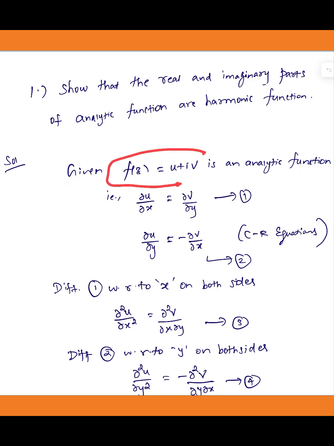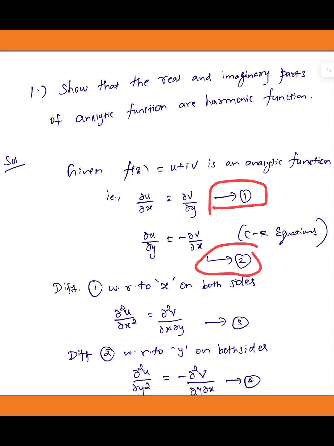When f(z) is an analytic function, it satisfies the CR equations: u_x = v_y and u_y = -v_x. That is, ∂u/∂x = ∂v/∂y and ∂u/∂y = -∂v/∂x. Now you just name them as equations 1 and 2.